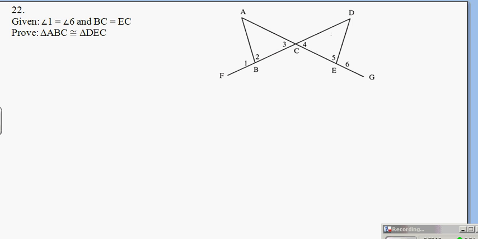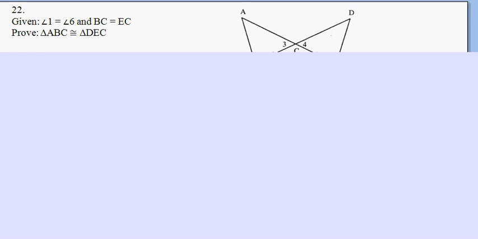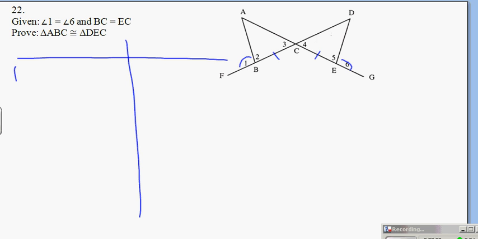are equal, and BC and EC are equal, I'm going to mark my pictures. 1 and 6, BC and EC. Take our time to write our given because we always want to be able to see everything in our list.